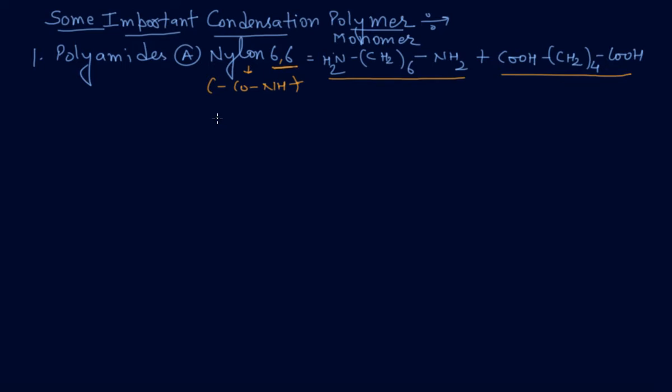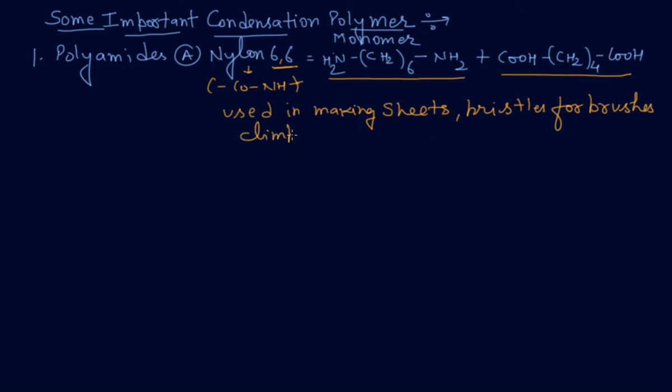Then we come to the next polyamide which we are going to discuss. And nylon 6,6 is used in making sheets, bristles for brushes, and for climbing ropes. These are the important questions to be a part of discussion.